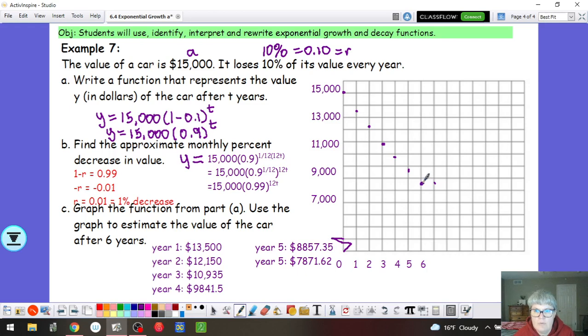The way this example was written, we should have made an estimate by graphing the function on the calculator and making the estimation. But we can see what is happening here. And if we have a function, there's no reason to use a graph to make an estimation. So again, across the bottom is time, across the side is the value of the car. And this concludes exponential growth and decay.